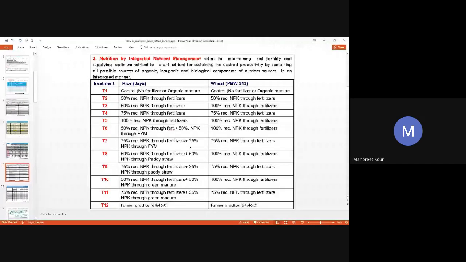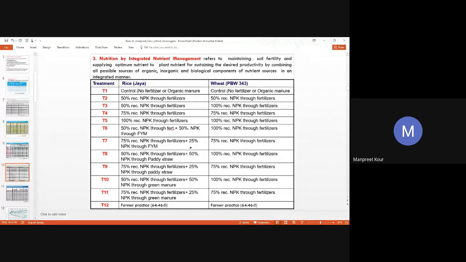This is a slide from ACRIP IFS. This is a long-term permanent experiment. Here 12 treatments are there. T1 is just control, and T12 is farmer practice. And the others are different gradient levels of fertilizers used. Here T6 is profitable. T6 is purely an INM technique, where we have 50% recommended NPK through fertilizer and 50% NPK through farmyard manure, wherein the wheat gets 100% recommended NPK through fertilizers. Main interventions have been done in rice.